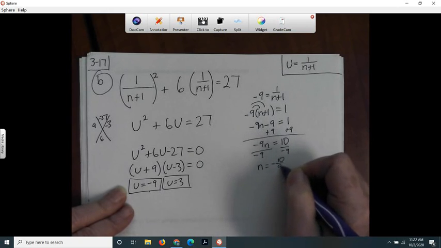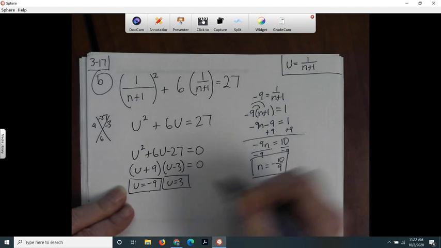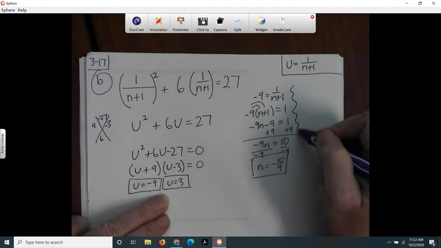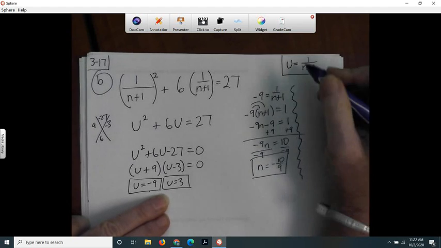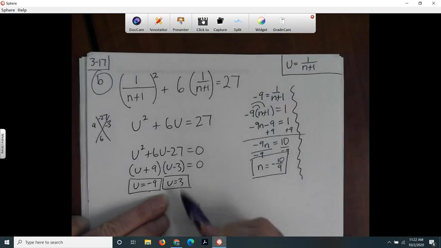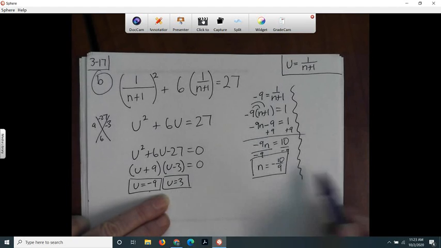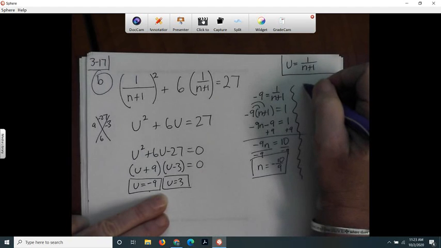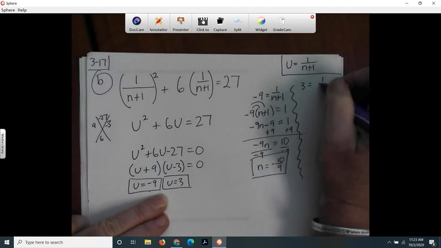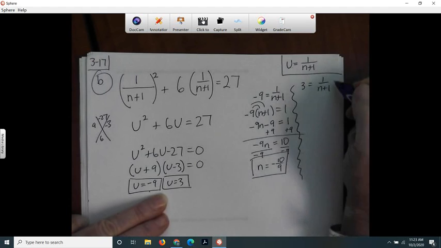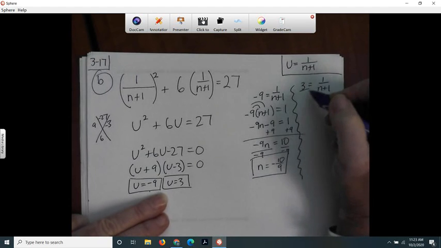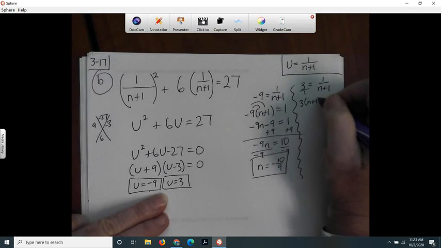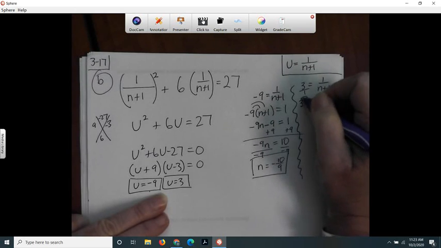But I also have u equals 3. So now for u, I'm going to put a 3 in. I'm going to have two different answers because it's a quadratic. So now I have 3 equals 1 over n plus 1. So if I multiply both sides by n plus 1, or you can think of cross products if you want, I'd have 3 times n plus 1 equals 1. 3n plus 3 equals 1.